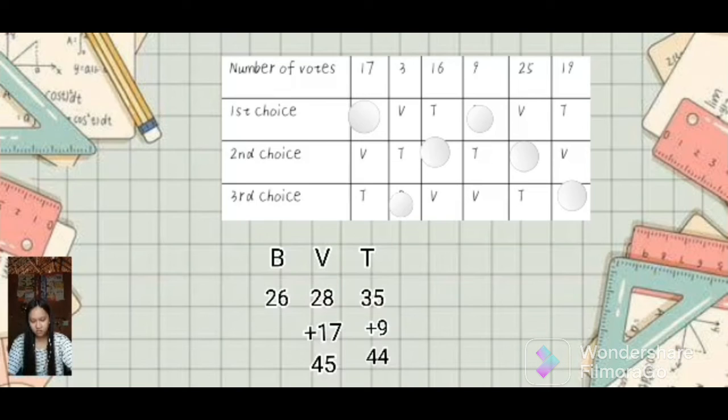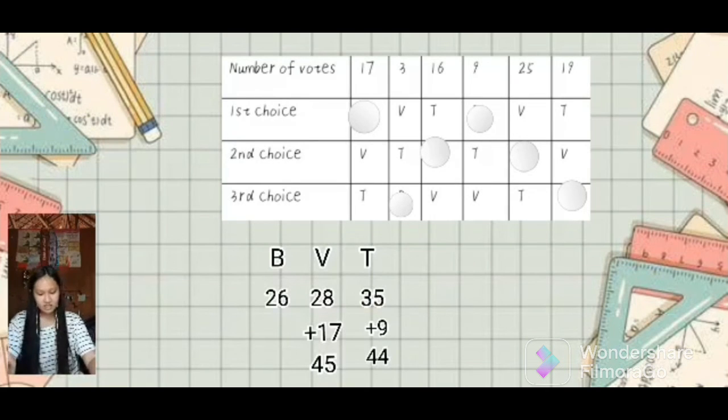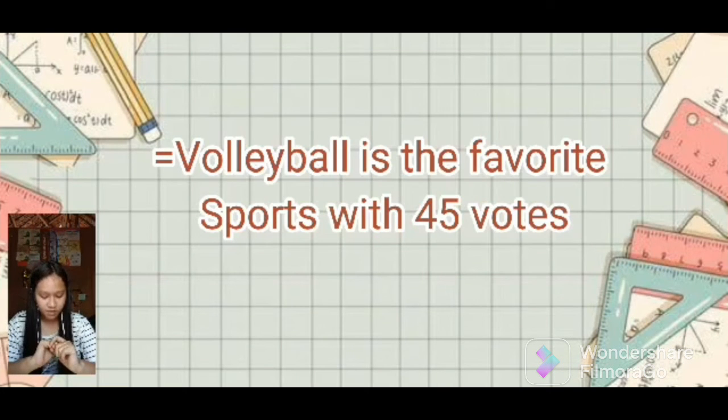So, sa dalawa po, yung pinakamataas po sa kanila is si volleyball. Na-hit na natin si 45. So, siya ang i-declare natin na winner. We can conclude that volleyball is the favorite sport with 45 votes.